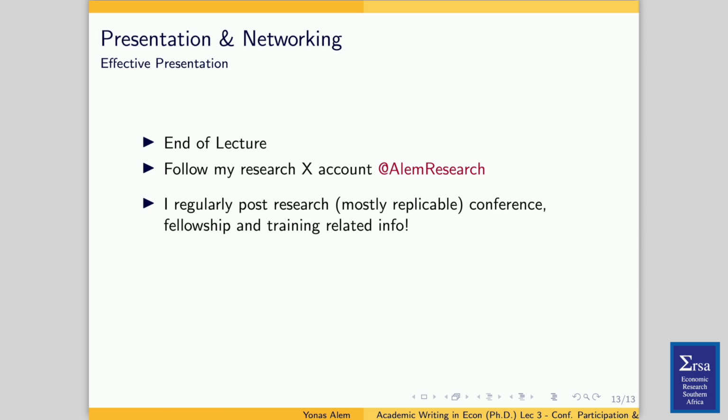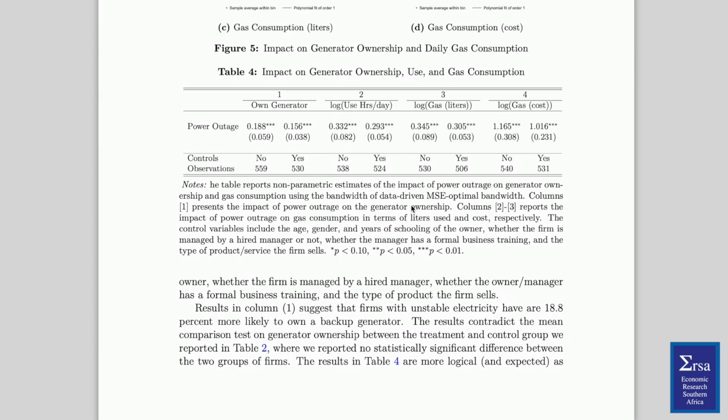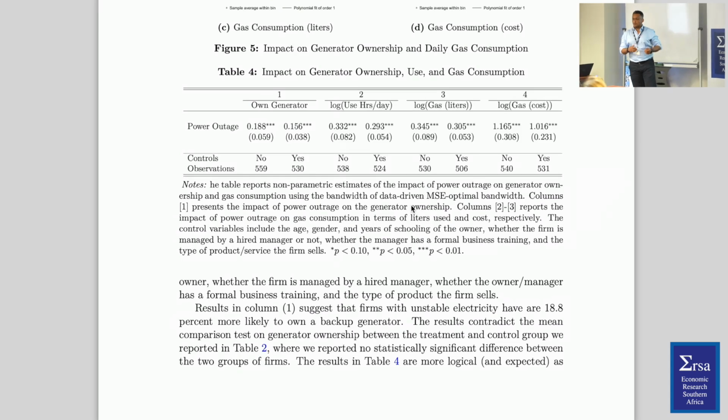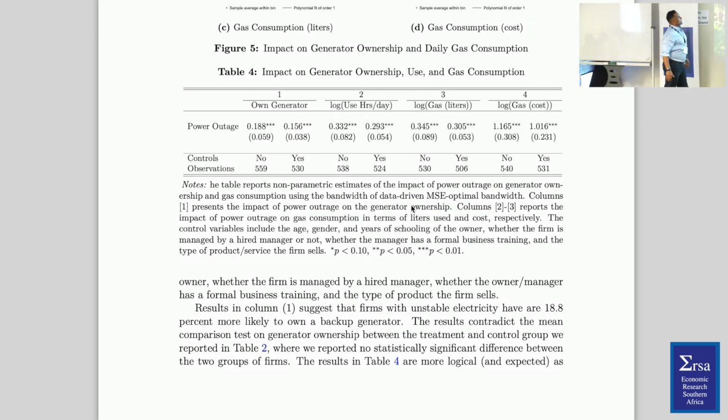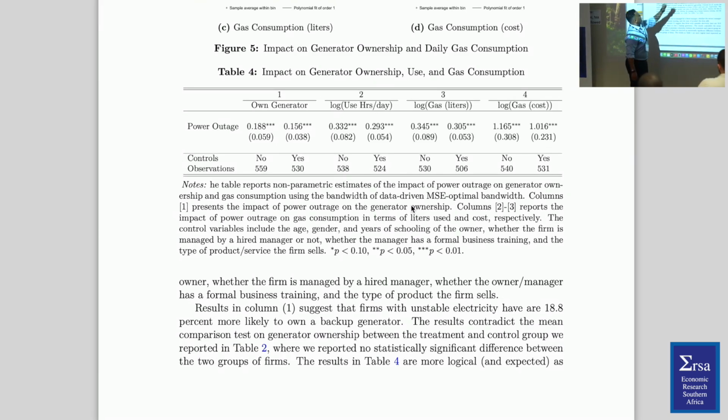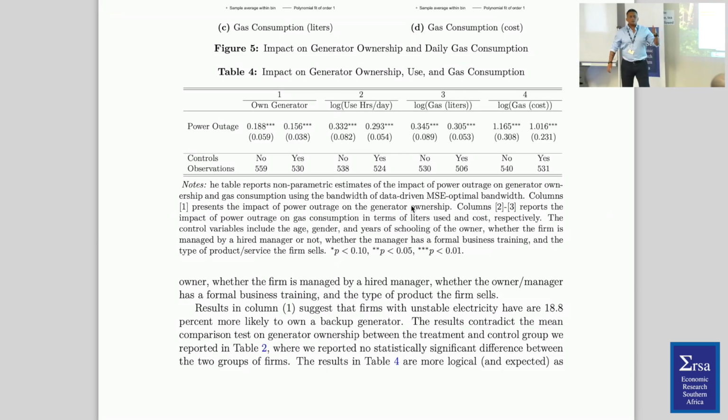One big problem, maybe this is something that we should have discussed. This paper investigates the impact of power outage on generator use and gas consumption. And we changed that into the gas consumption, which also changed it into CO2. When there's a frequent power interruption, what happens to the probability of owning a generator, the log use, hours per day, how many hours you use it. These are the outcome variables. Gas cost. Look at the result, you see?